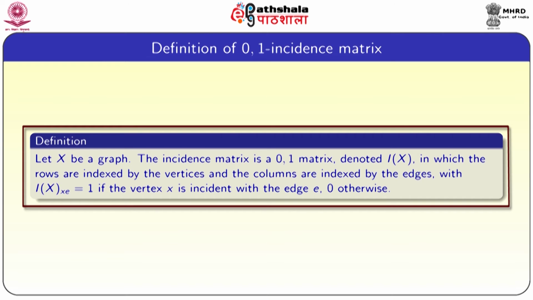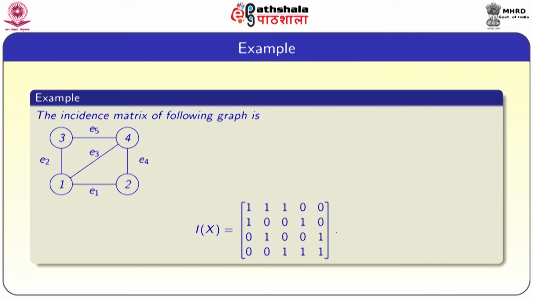Let X be a graph. The incident matrix is a 0, 1 matrix denoted by I of X, in which rows are indexed by the vertices and columns are indexed by edges, with I of x, e equal to 1 if the vertex x is incident with the edge e, 0 otherwise. Now, we will see an example of a 0, 1 incident matrix. The incident matrix of the following graph. This graph we already defined earlier. So, this graph contains 4 vertices and 5 edges.